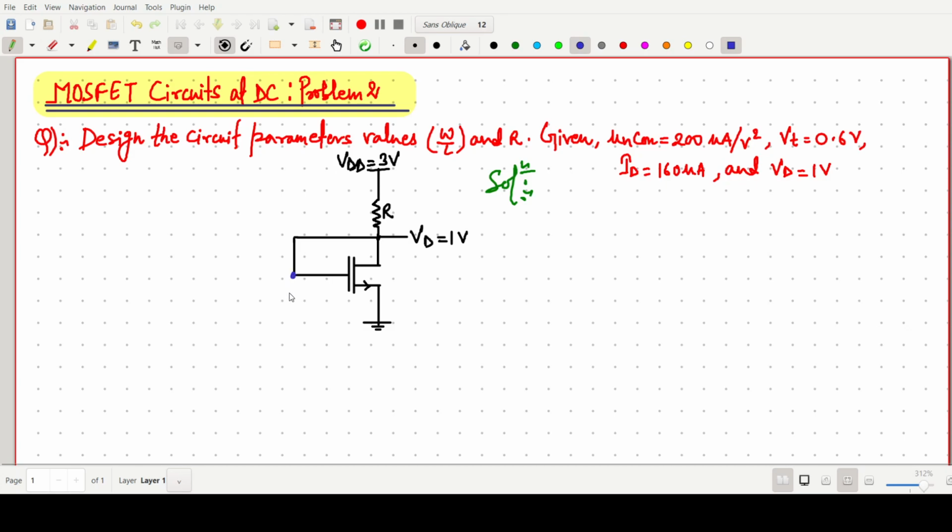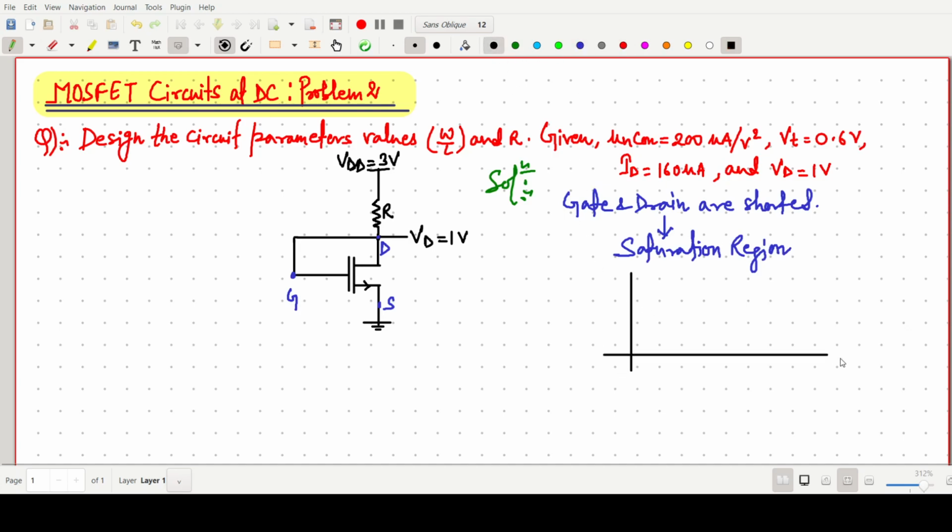This one is the gate of that NMOS, this one is the drain, and this one is the source. Here we can easily say the gate and drain are shorted, meaning they have the same potential. If gate and drain are shorted, it will always be in the saturation region. We discussed this in the last video.